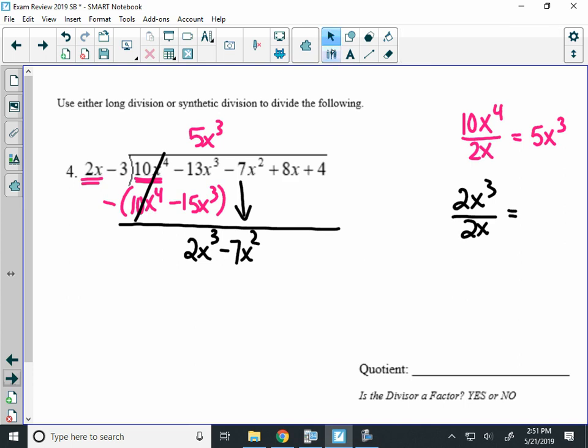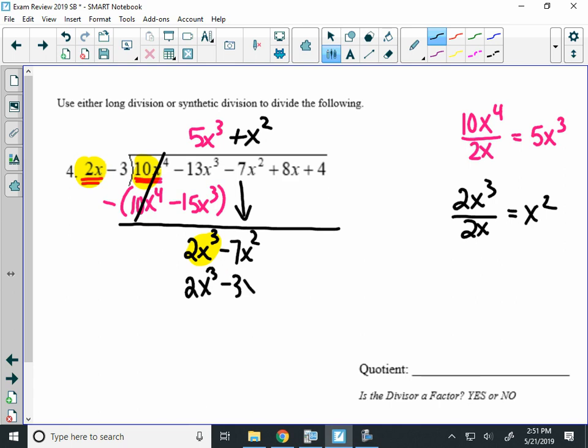Okay, remember, you're always dividing the first terms. 2x cubed divided by the 2x. All right, that gives me x squared. So I'll put plus x squared on top over the x squared. Now I multiply what's on the outside. So I'll have 2x cubed. That's a good thing. It's the same as what I wanted. Minus 3x squared. I put parentheses, a minus sign, and I subtract. The x cubes cancel. -7 minus -3. That's a -4x squared. And I'll bring down the next term.